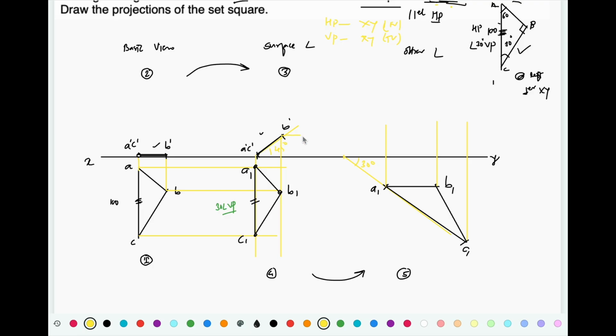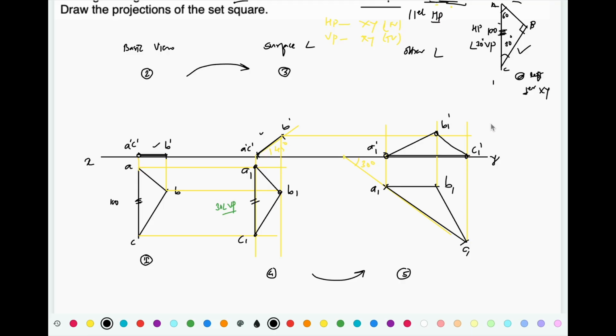And project the points from the second front view also. Now connect the respective points. This is projector of A from the top view, projector of A from the second front view. So this is A1 dash. This is projector of B from front view, B1 dash, and this is going to be C1 dash. So connect these points in a proper sequence and complete the view.